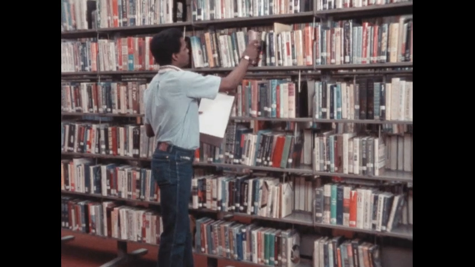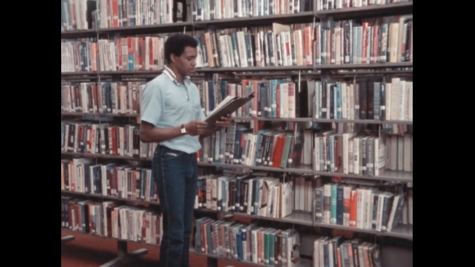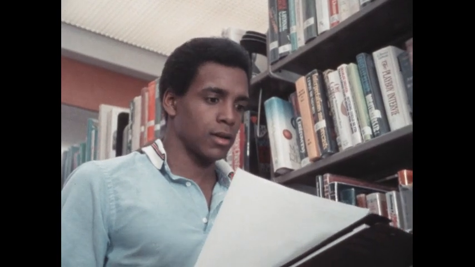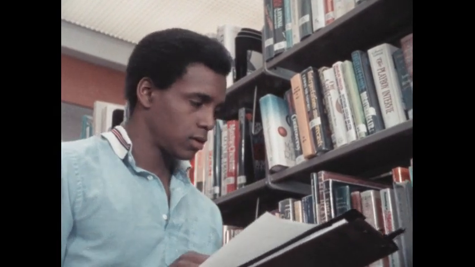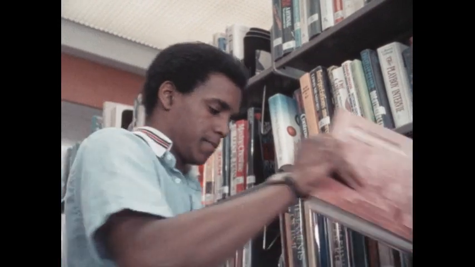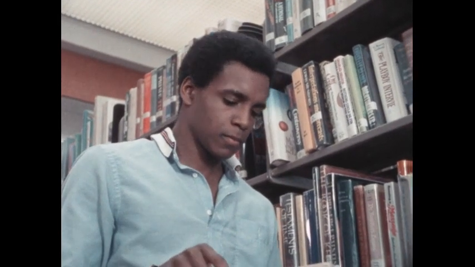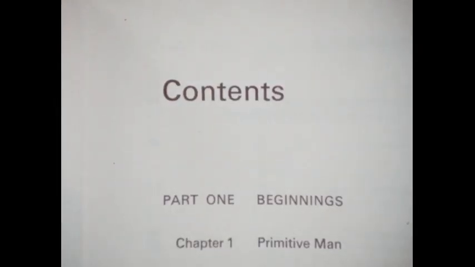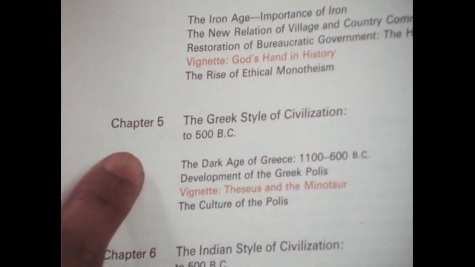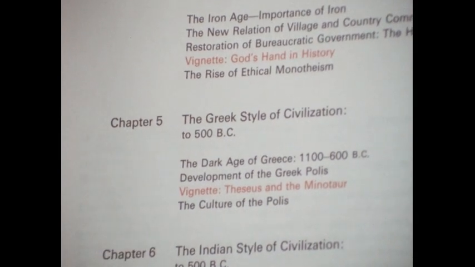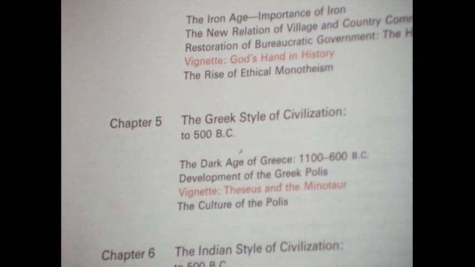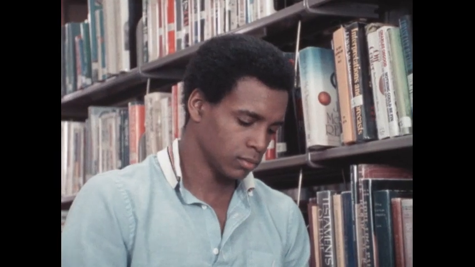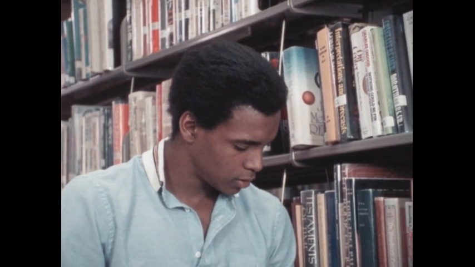I've got a list of books that might have what I want. I got it from the card file. I know they're on the right subject, but I don't know if they'll have the specific information I want, and I don't want to waste a lot of time. Suppose I'm after some specific information on ancient Greek architecture. First, I skim the table of contents of the book. Okay, Chapter 5 is the Greek style of civilization to 500 BC. Well, that's the period I want. But is there anything about architecture in that chapter? I don't want to have to read the whole chapter to find out.